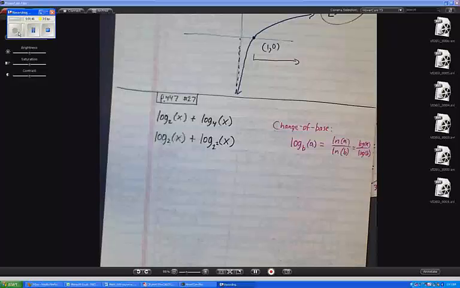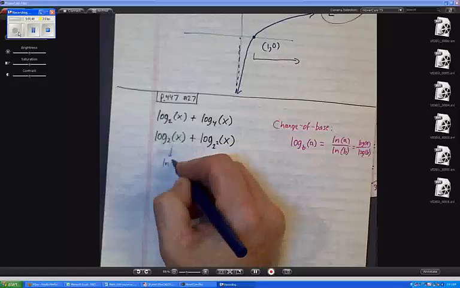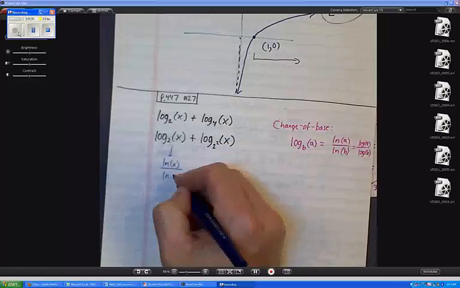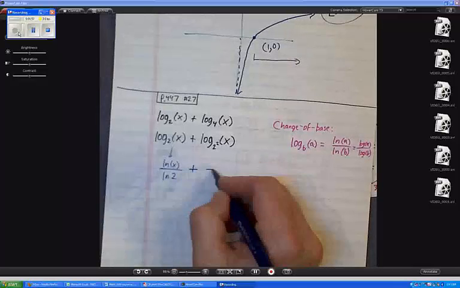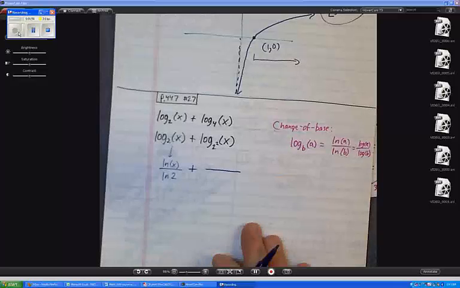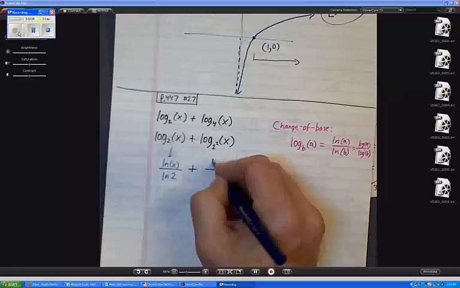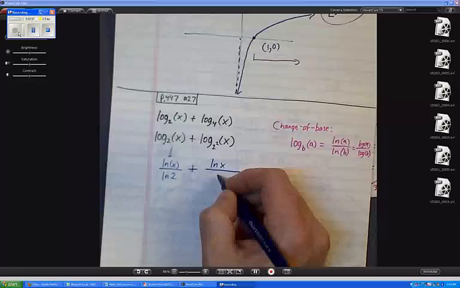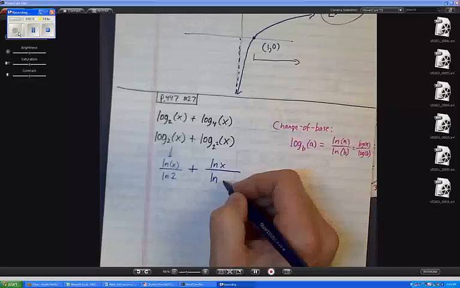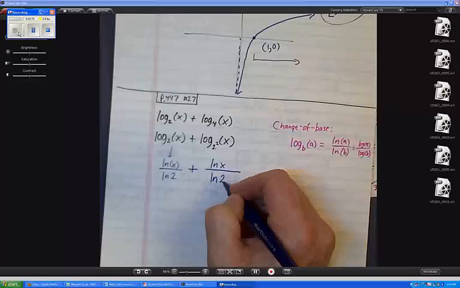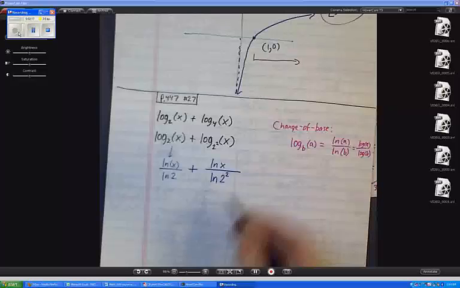So if I rewrote this first one as the natural log of x divided by the natural log of 2, and then how would we rewrite the second one? Natural log of x divided by, well, we could write the natural log of 4, but I'm going to write it as the natural log of 2 squared. This is a tricky one. But I think this is going to work.